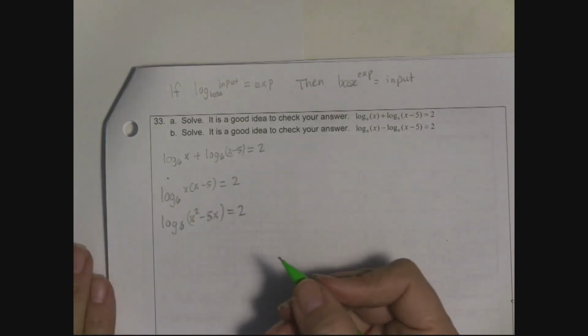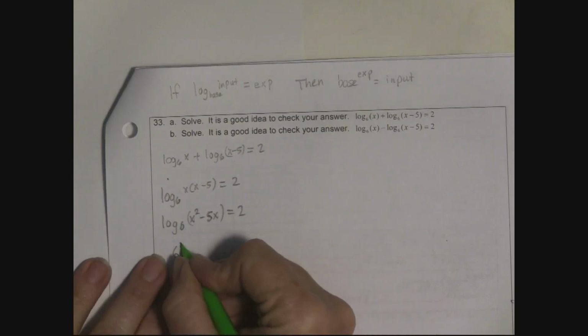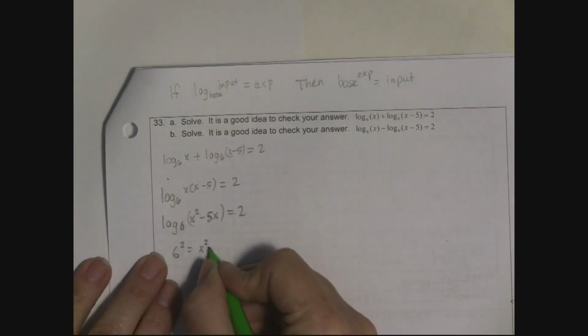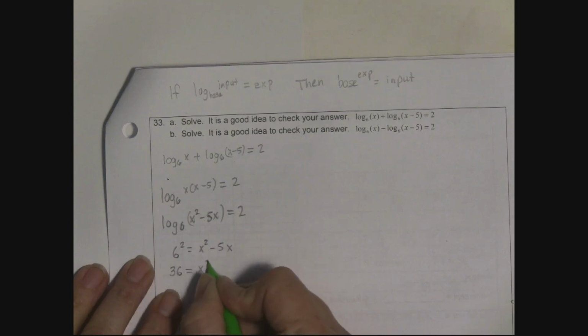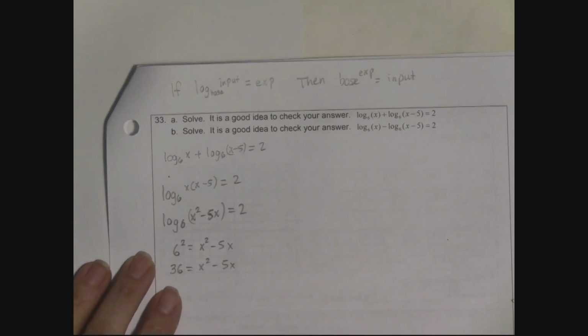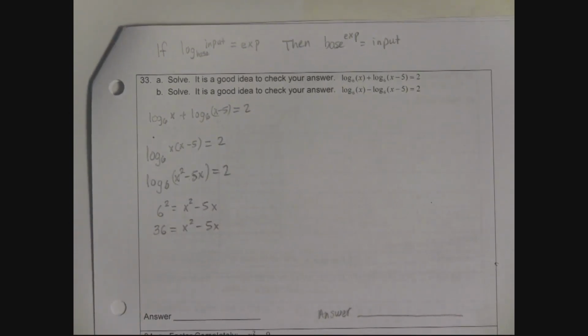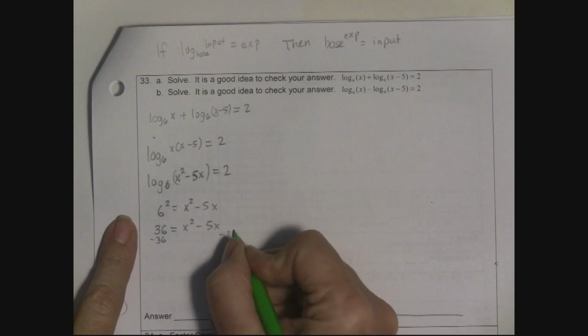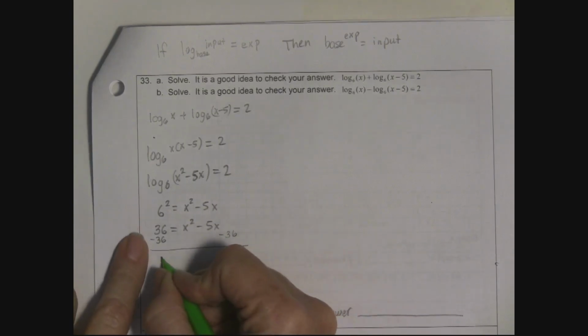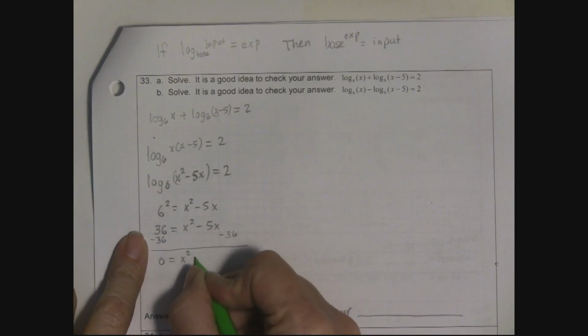Okay, so our base is 6 raised to the second equals x squared minus 5x. So this is 36 equals x to the second minus 5x. And I'm like, this is quadratic. And don't forget that logs are must checks. So I have to get 0 on one side of the equation. So I'm going to take away 36. And I'm going to pray I don't have to use the quadratic formula.